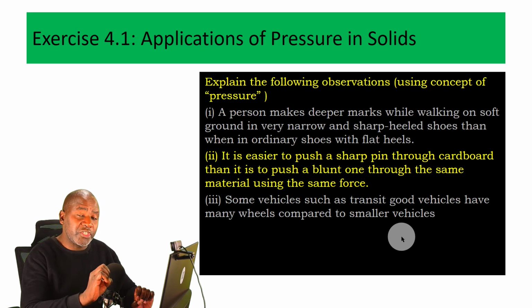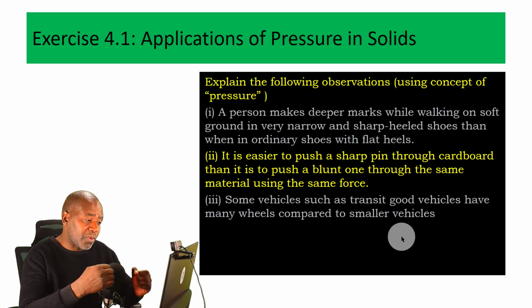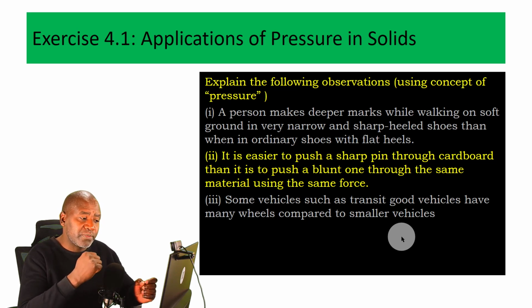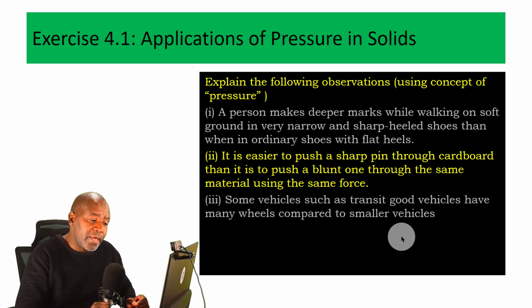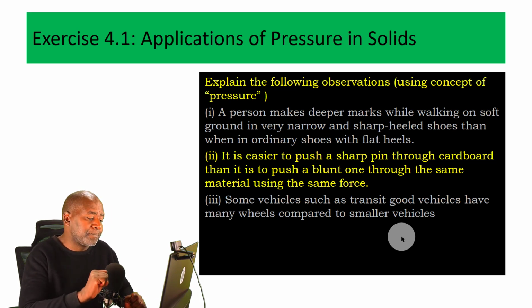Explain the following observations, of course, using the concept of pressure. Number 1, a person makes deeper marks while walking on soft ground in very narrow and sharp-heeled shoes than when in ordinary shoes with flat heels. Number 2, it is easier to push a sharp pin through a cardboard than it is to push a blunt one through the same material using the same force. Number 3, some vehicles such as transit goods vehicles have many wheels compared to smaller vehicles.